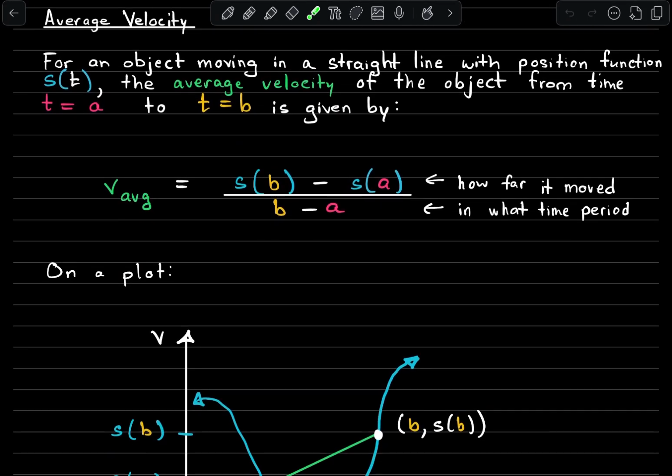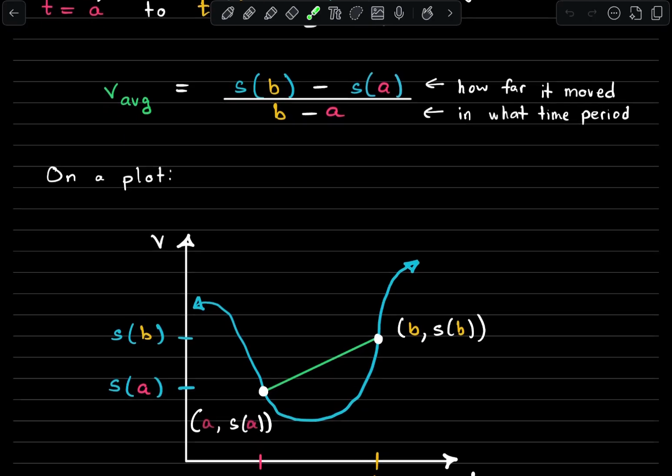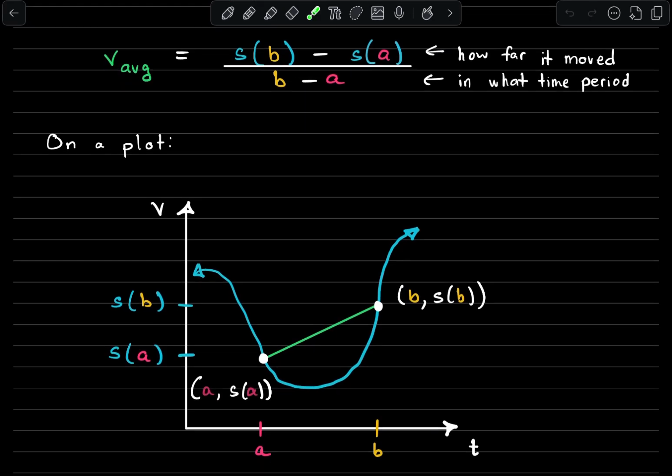So let's suppose we went and we plotted this. This blue curve might be our position, right? So this is the object's position in space. It's kind of going backwards and forwards over time. And here is our starting point, our starting time a. This is its ending point at the end of our interval, which is at time b. This is its position at time a. And then this is its position at time b.